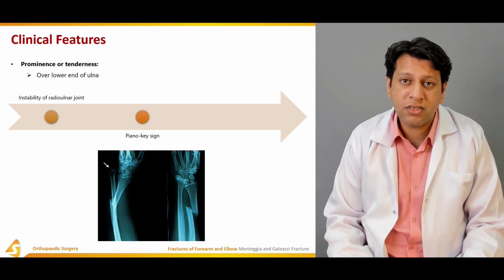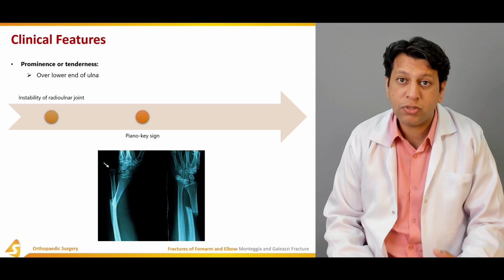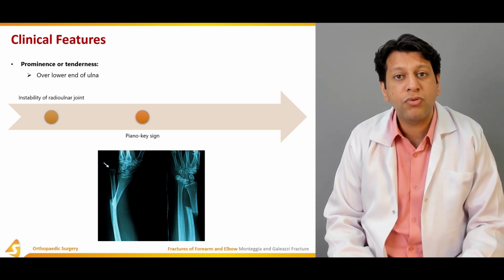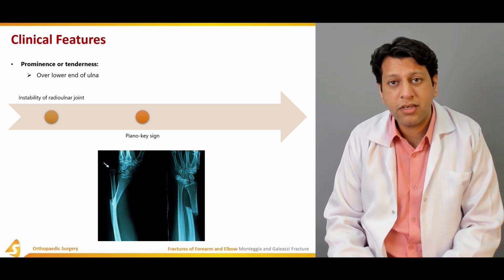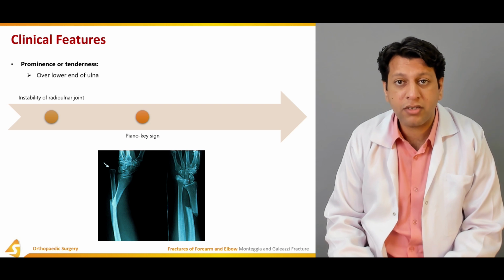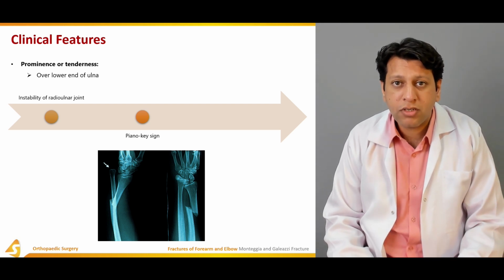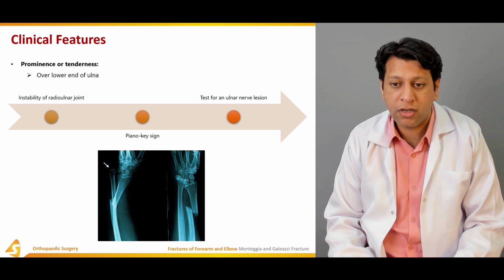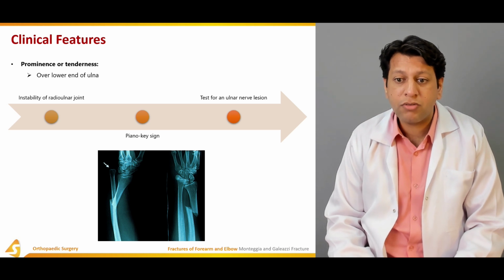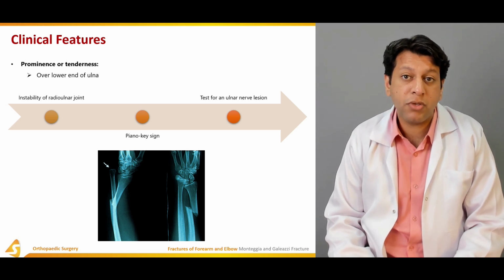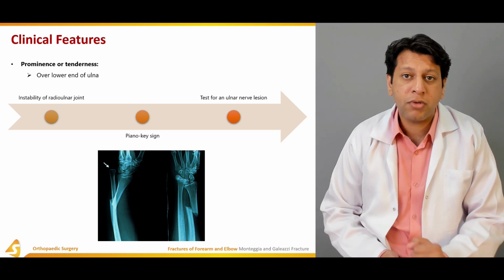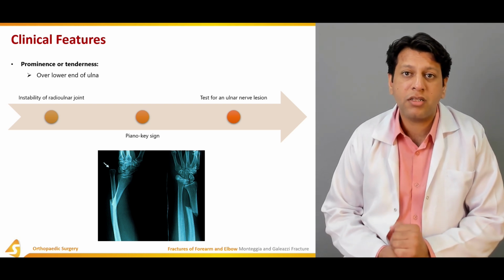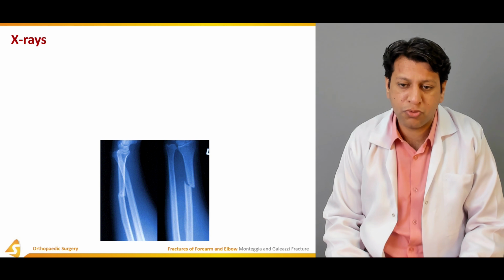So if there is distal radioulnar joint injury, instability is always there. Therefore, we have to not only fix the radius which is fractured, we have to also worry about the distal radioulnar joint stability as well. And we should always test for ulnar nerve lesion as well, which may be associated, because sometimes the pisiform is dislocated and the ulnar nerve may get damaged over here as well.